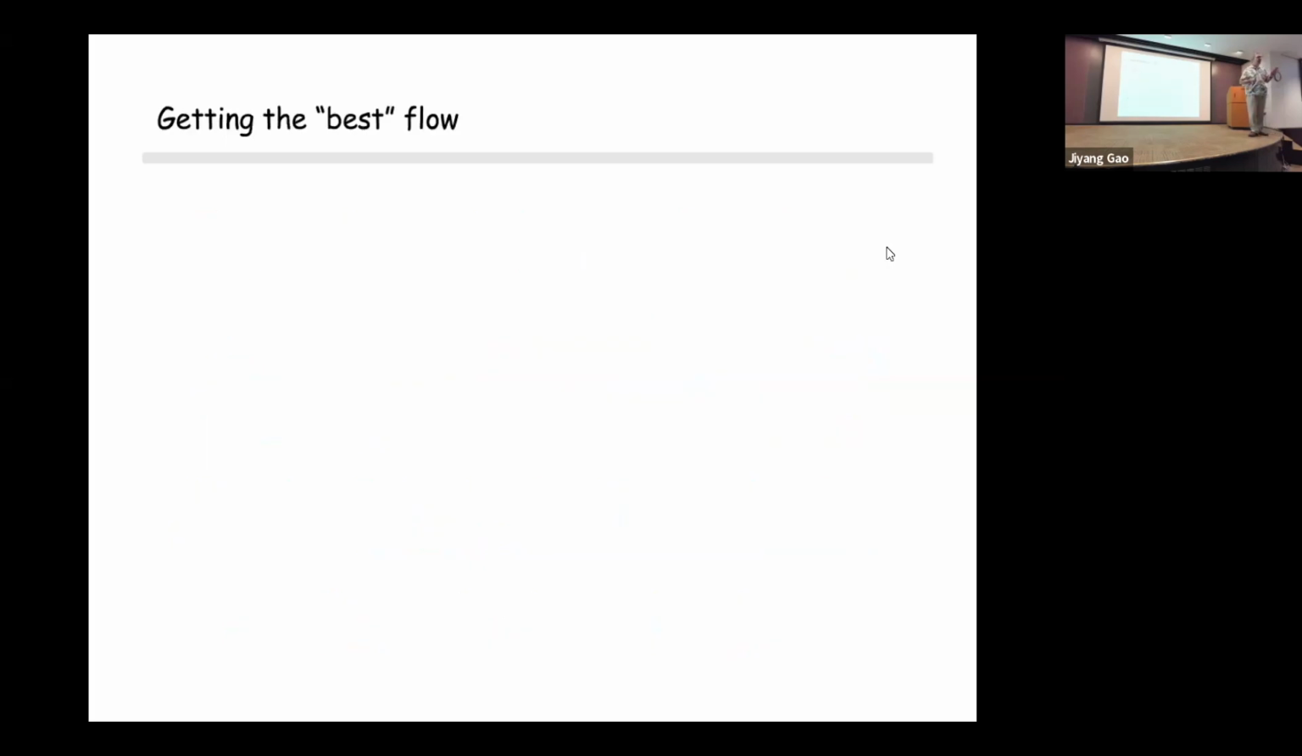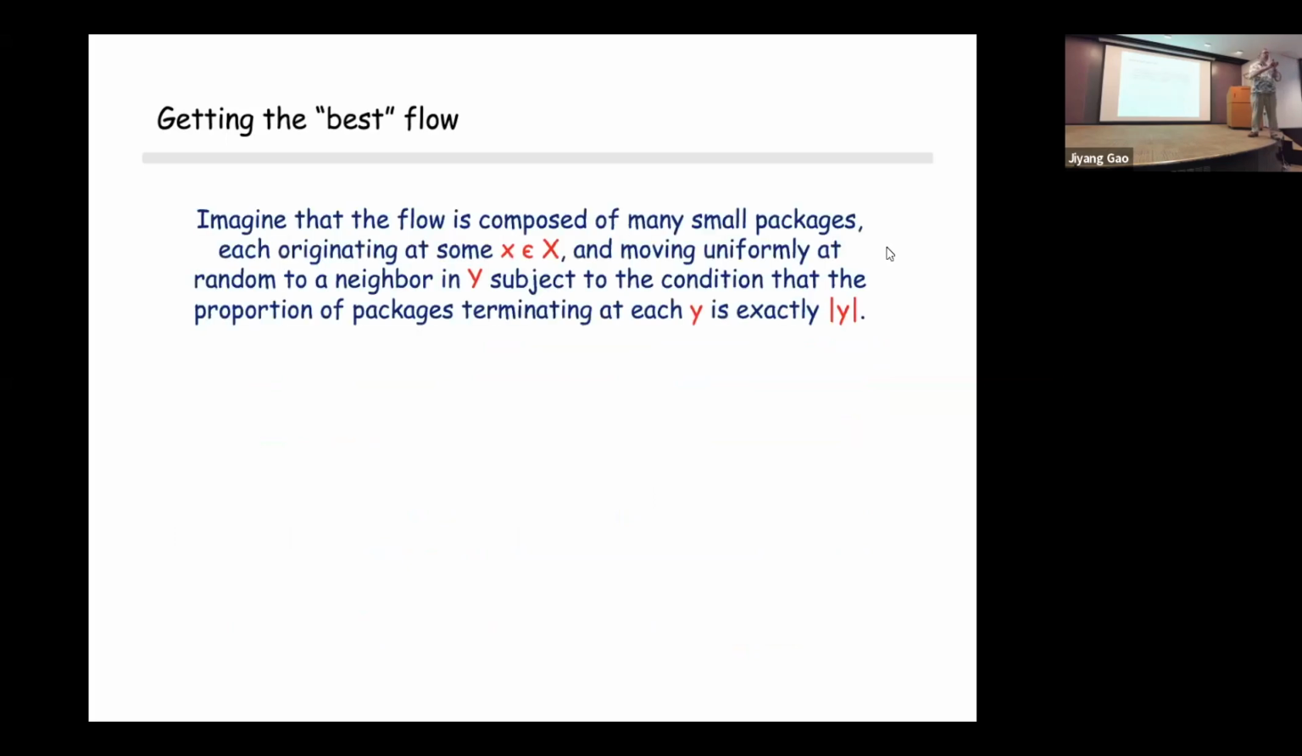All right. Side remark that you may not be aware of, that I wasn't when we started this, that there's a way to get what is, in a sense, the best flow in this distribution. And that is this. Imagine that the flow consists of lots and lots of tiny little packages. These packages are sent randomly: pick a point at x, and a package from there goes randomly to any neighbor of x. But now you condition on the right number of packages arriving at each y to correspond to the weight of y. So this is a random setup with conditioning.